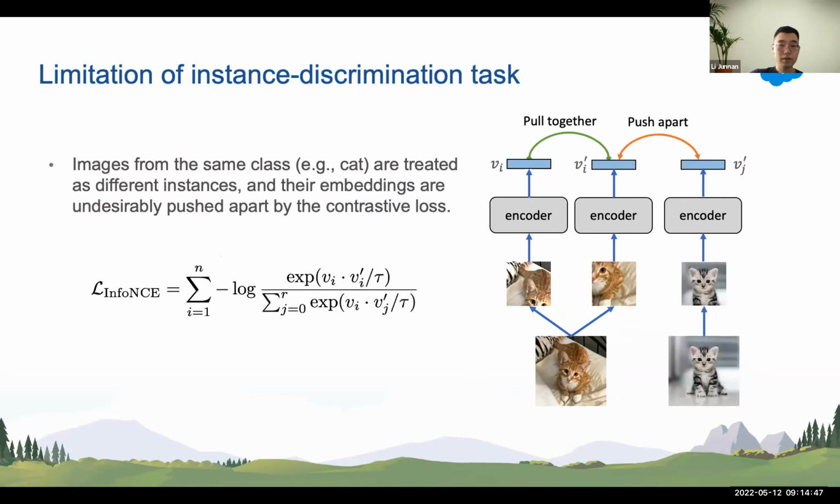So there is a clear limitation of this task. In particular, because we don't have any class information, those are all unlabeled images. We can accidentally make images from the same class have different features because they are considered as different instances.